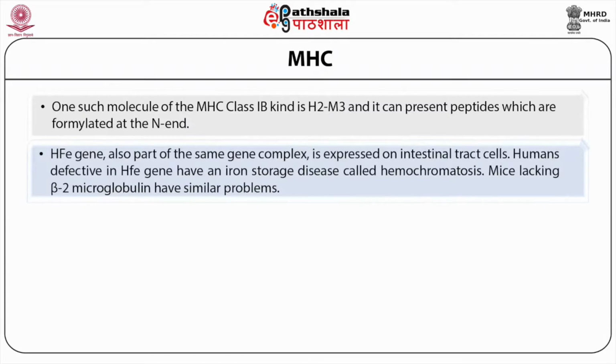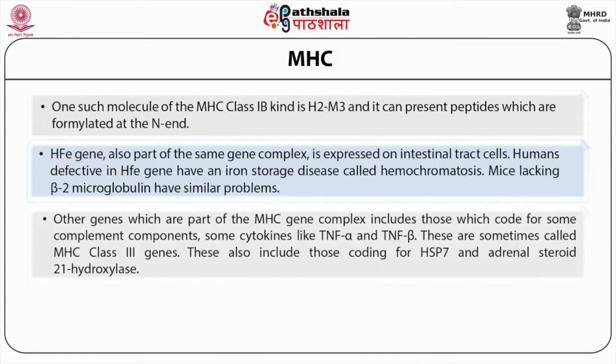HFE genes, which also are a part of the same gene complex, are expressed on intestinal tract cells. Humans defective in the HFE gene have an iron storage disease called hemochromatosis. In this disease, the liver and other organs retain a high amount of iron. Mice lacking beta 2 microglobulin have similar problems.